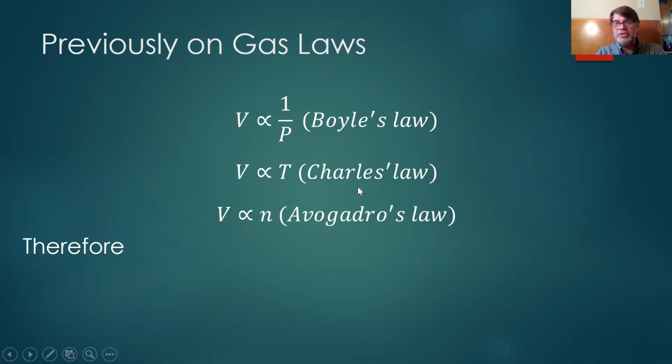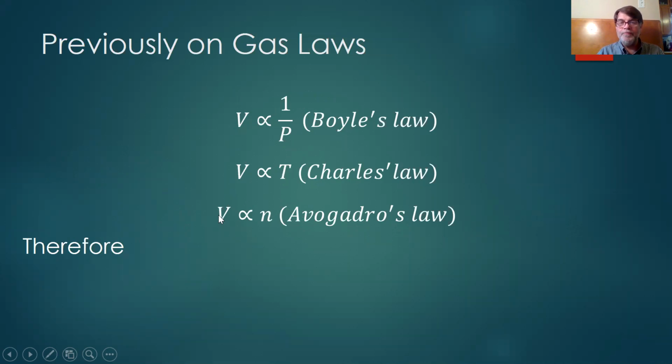Okay, Charles, who lived in the 1700s, found that volume and temperature are directly proportional. So this is indirectly proportional, this is directly proportional. If the temperature goes up, the volume goes up. If the temperature goes down, the volume goes down. That's Charles's law. And then in the 1800s, we have Avogadro's law, which says that if the number of moles goes up, then the volume goes up. If the number of moles goes down, the volume goes down. So we have three kinds of proportionalities here: inversely proportional, directly, and directly proportional.